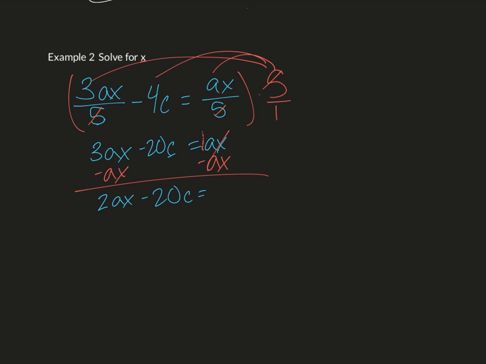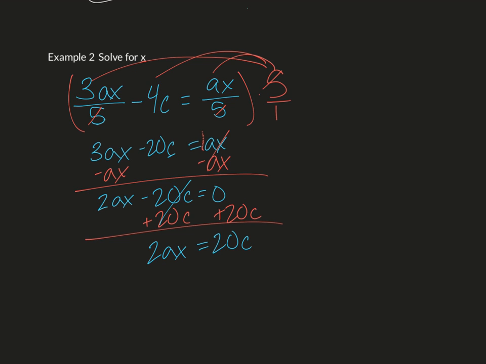-20c, and everything canceled out on the other side. That means I have a 0 over there. I need to move this -20c to the other side. So I'm going to add 20c to both sides, which is really nice on the other side because it's plus 0. So I get 20c. Those cancel out, and 2ax.